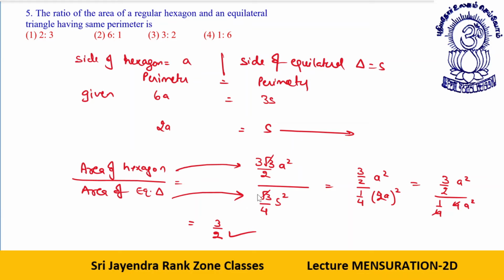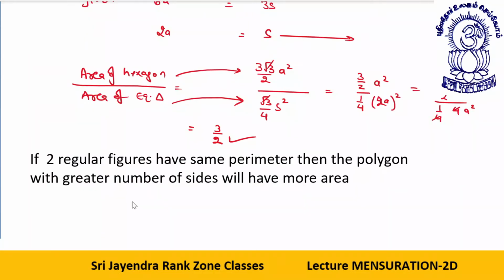One thing, my dear students: if two figures have the same perimeter, then the figure which has more number of sides will have more area. So these two options are directly ruled out, and this one is too much, more than double, triple. This is not possible. So this has to be the answer. If two regular figures have the same perimeter, then the polygon with a greater number of sides will have more area. Okay, let's move further.